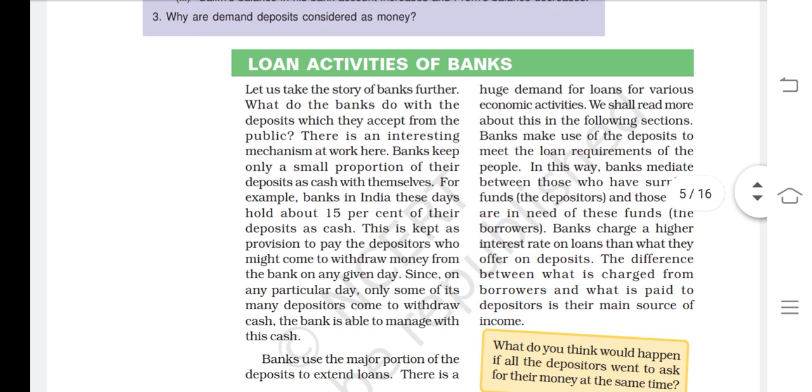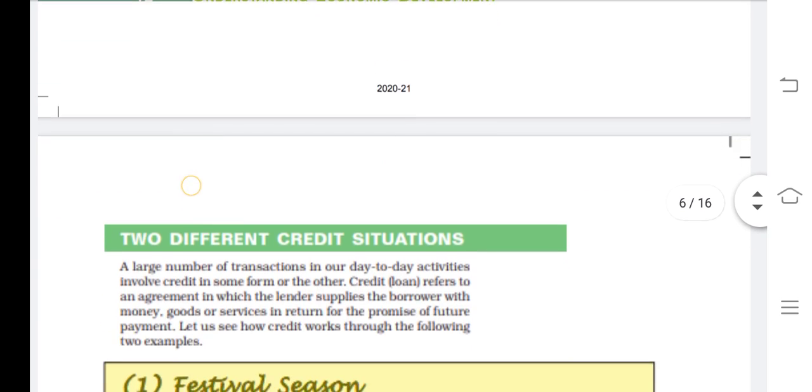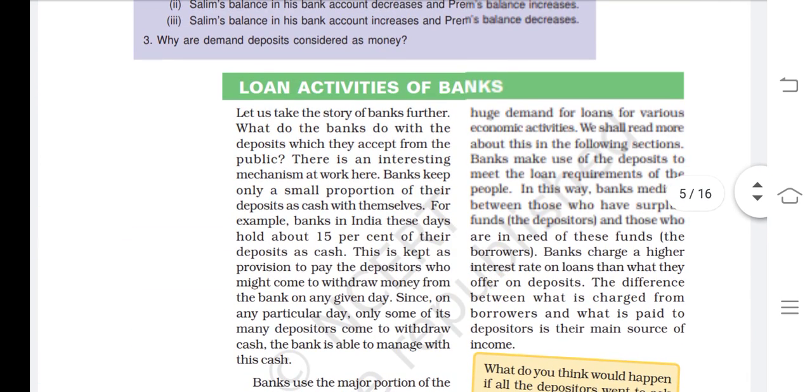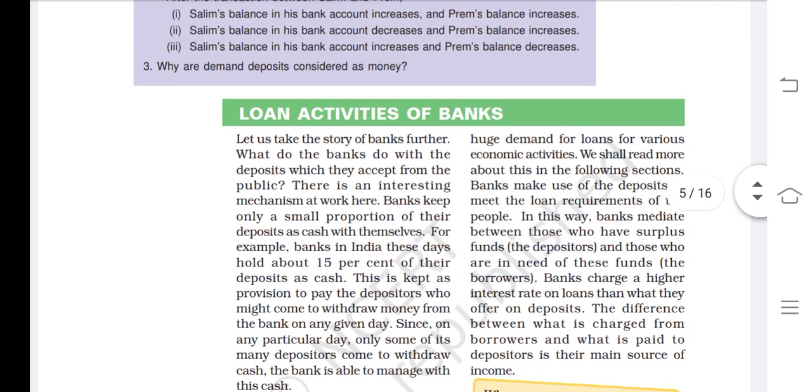Now, this was with the modern forms of money, that was currency and deposits with the bank. Now here we have the loan activities of banks. Now how are loan activities performed by the banks? Now we will see about banks. What do the banks do with the deposits which they accept from the public? Whatever cash people keep in the banks, what do the banks do then?